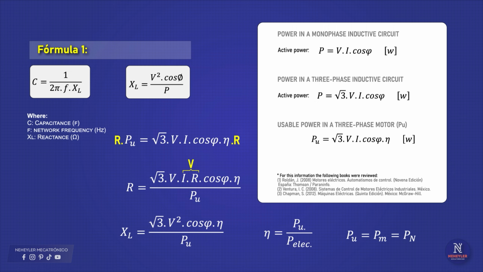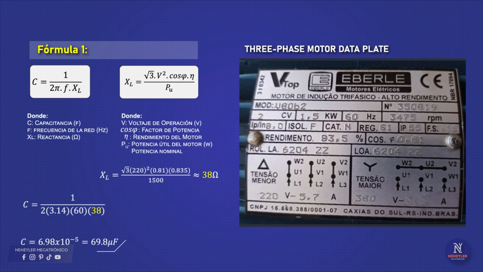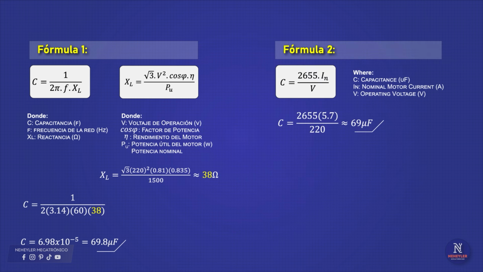Now, if we calculate with this new formula, taking into account that the motor efficiency must be expressed, not as a percentage, but in the range from 0 to 1, we obtain as a result that the value of the capacitor's capacitance is approximately 69.8 microfarads. This result is very different from the one obtained initially, right? According to Formula 2 that we used, we obtained a result of 69 microfarads, which is the same as the result obtained with the new reactance formula. So we can conclude that Formula 2 is equivalent to Formula 1 shown here since both give the same result.